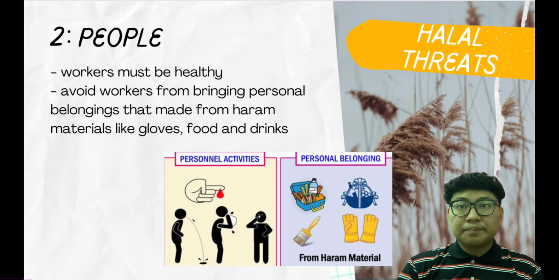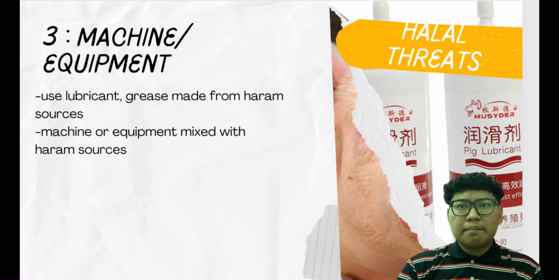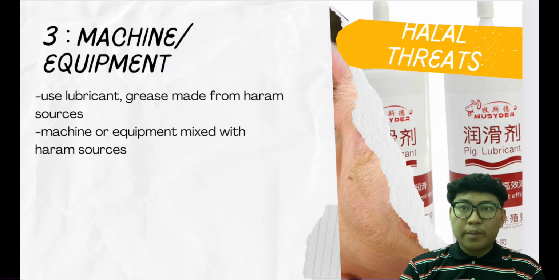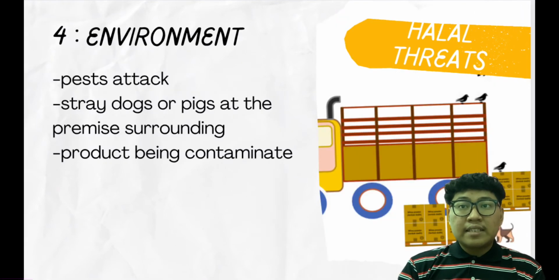contaminate the product. Next, the company must know if there are any halal threats from the machines or equipment, like whether the machines in the premise use halal or haram sources for the lubricant or grease. If the company uses haram sources for machines and equipment, the company needs to change them immediately or will lose their halal status.